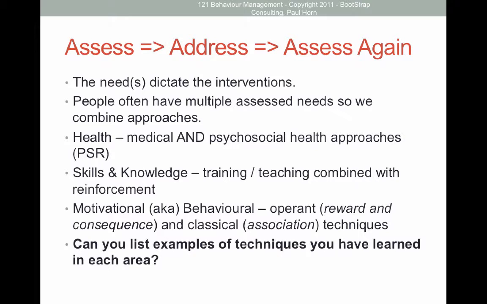But I want to remind you that even after we've applied those interventions, we're going to go back and continuously assess to make sure that we were right and that we're using those interventions in the most effective way possible. It's very common that we'll need to adjust and adapt. So people often have multiple assessed needs, and it's really important to understand that we're not looking to simply find the single cause and the single intervention. It's very common for people to have multiple needs, and we usually need to combine those approaches. We've already learned about this.